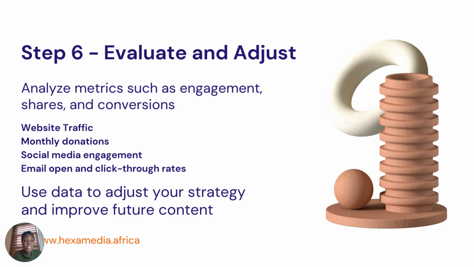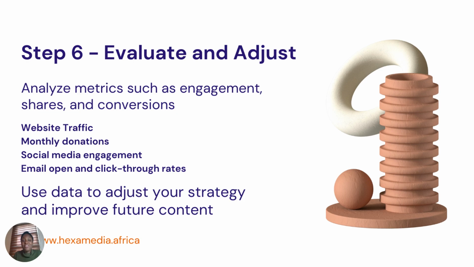But then you need to be very specific in the metrics you want to track. So some metrics can be your website traffic, your monthly donations, if your goal is to raise more funds, your social media engagement. For emails, it can be click-through rates, and all of that. So depending on the data you are getting from all of these every month or every quarter, you can begin to adjust your strategy and improve on the future content that you're churning out on every platform.